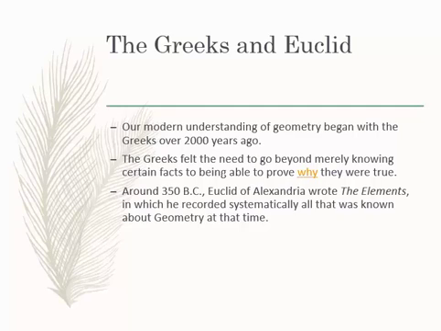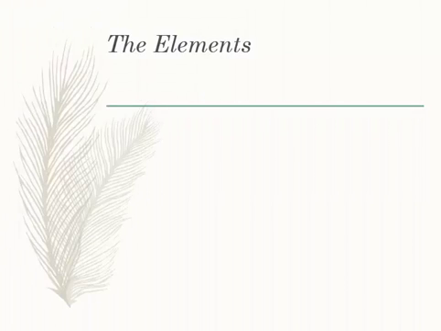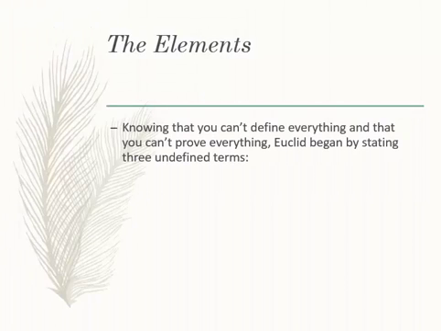So he wrote this book called The Elements, right? And again, you can tell that he wanted to prove why, right? And moving on, here's the elements. So knowing that you can't define everything and that you can't prove everything, Euclid began stating 3 undefined terms. So Euclid didn't really define these terms. He just kind of stated them, right? And he stated what a point is.